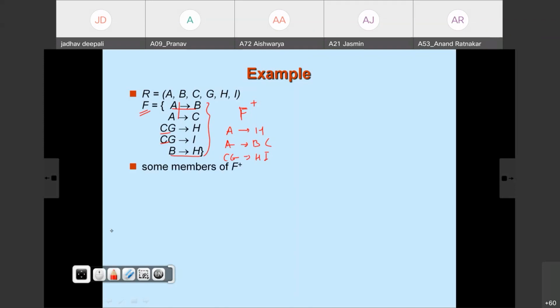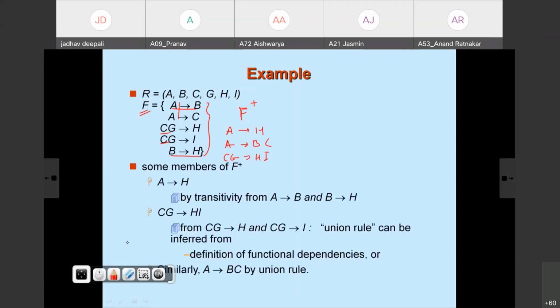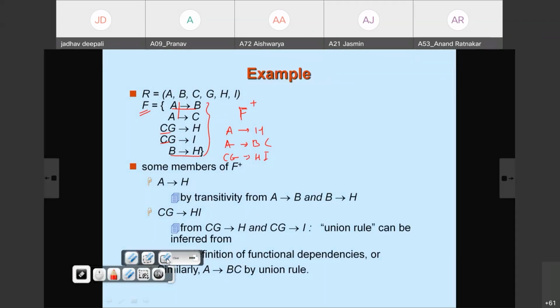Now see some members of F closure. A tends to H by transitivity, CG tends to HI by union, A tends to BC by union. In this way, using this set of rules, Armstrong axioms and some other rules, we can generate the functional dependency closure, or closure of the given set of functional dependencies.